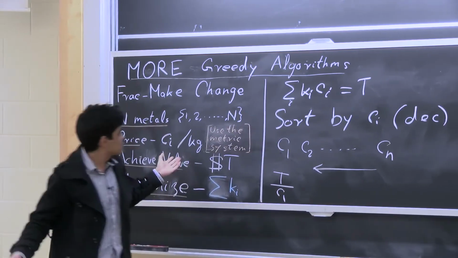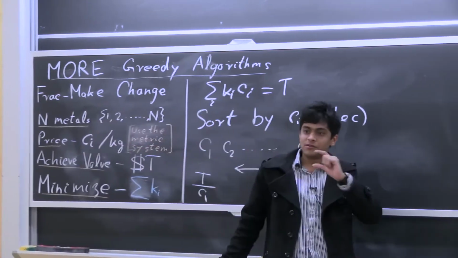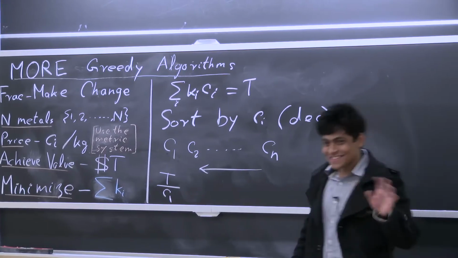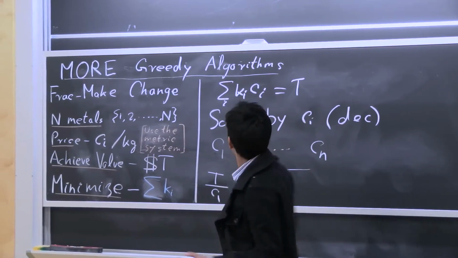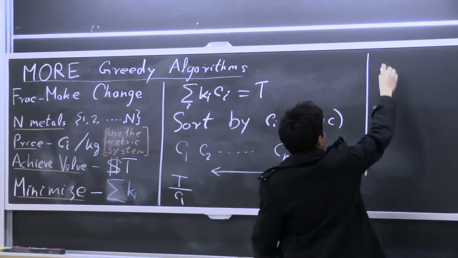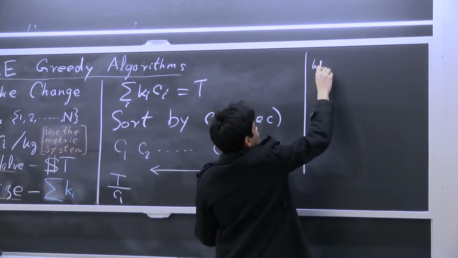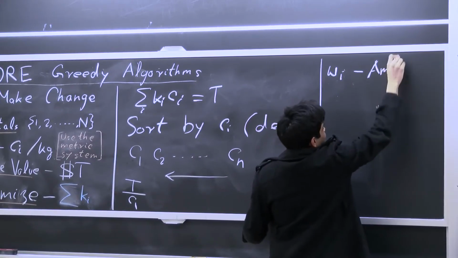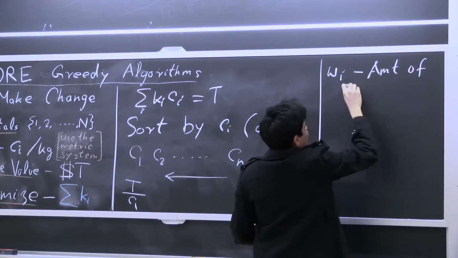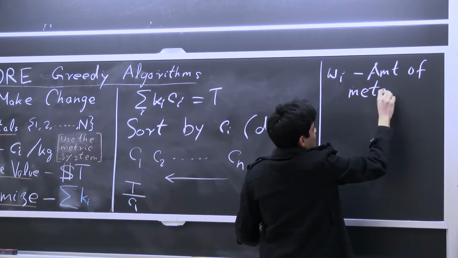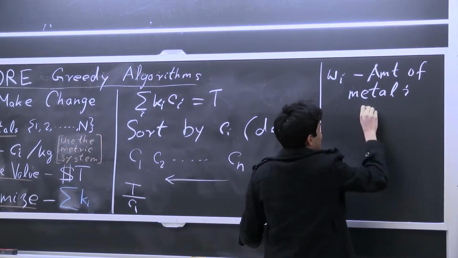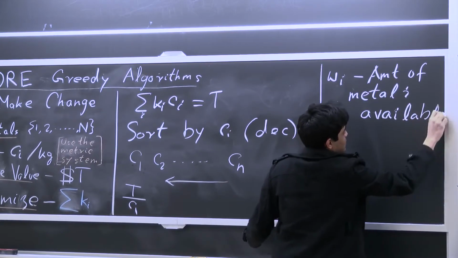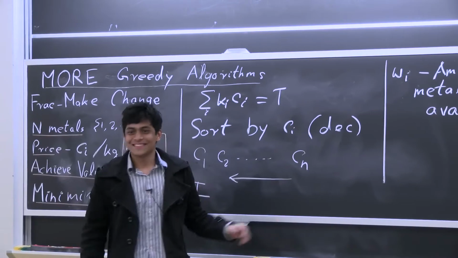Oh, a constraint I forgot to mention: you are given a limited amount of every metal. Okay, it's not that trivial. Let's mention that. You have an amount Wi of each metal i. Does that make more sense?